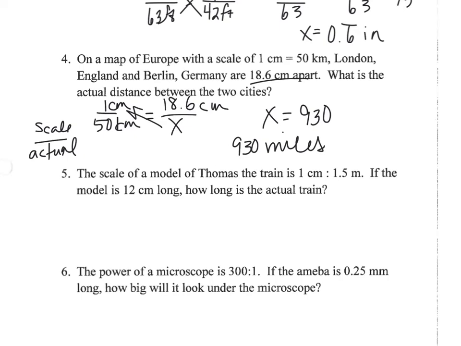Okay. What I want you to do now is, again, I want you to pause the video, and I want you to try number 5 and number 6. All right, when you're doing these, number 5 is pretty much the same as 3 and 4, but number 6, the power of the microscope is 300 to 1. That right there should give you a clue. You have no units. So think about what that meant. Okay, so pause the video now, and I'll fill these in.